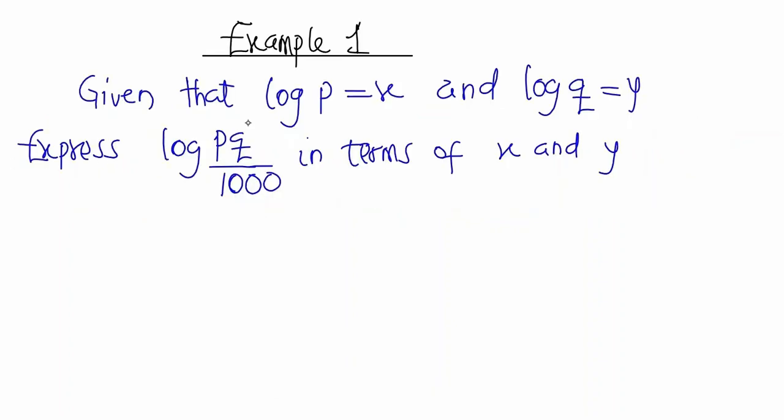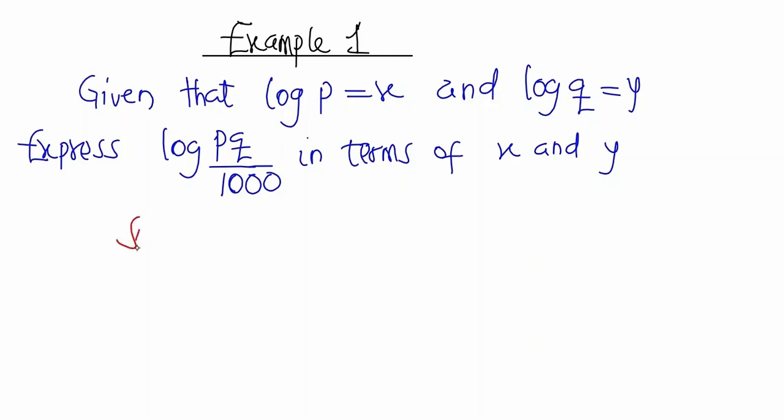Now, in example 1, it says given log p equal to x and log q equal to y. Express log pq divided by 1000 in terms of x and y. This simply means that we want to simplify log pq out of 1000, and at the end, our answer should contain x and y, and that's very simple.